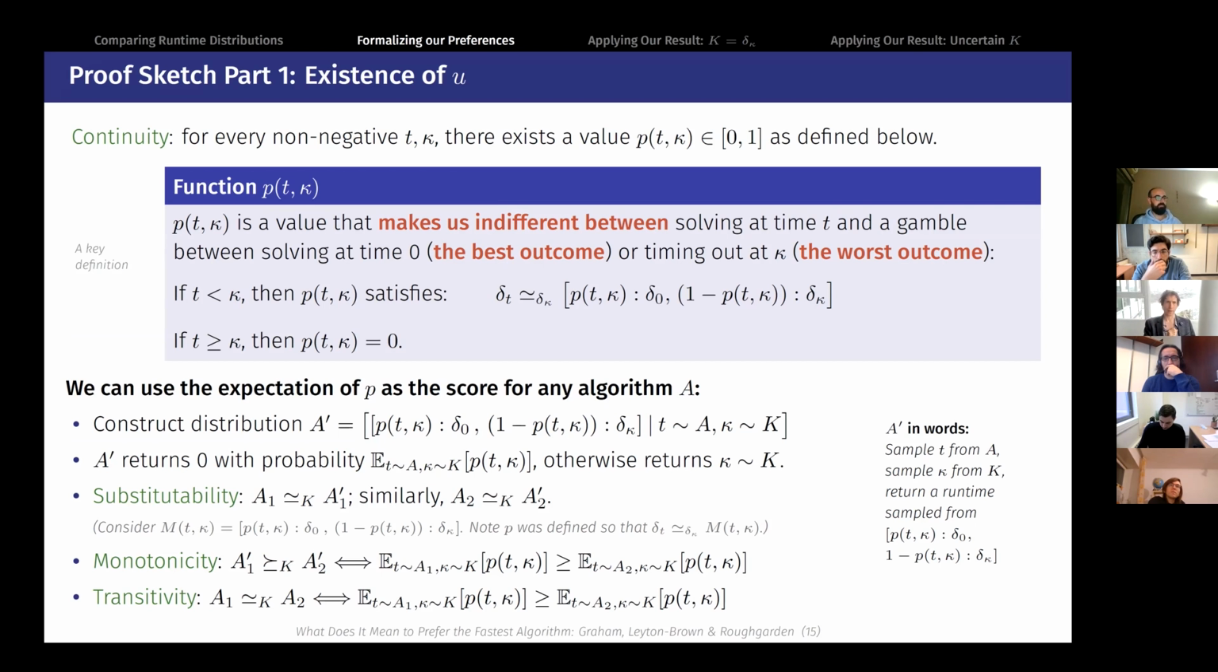A key result that follows from continuity is that for every non-negative t in kappa, there exists some probability that's going to make me indifferent between some mixture of getting a runtime of 0 and capping out. And then these probabilities p are going to turn out to be my utilities. I'm going to be able to construct a utility function on the interval 0, 1, where these probabilities correspond exactly to my utilities. And the rest of this part of the proof corresponds to establishing that these probabilities really must align with my preferences by applying substitutability, monotonicity, and transitivity.